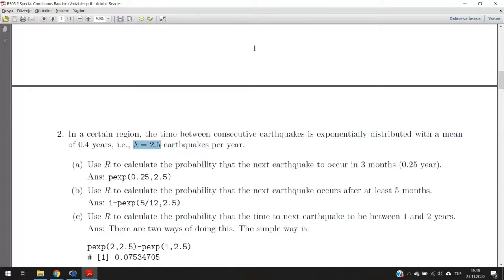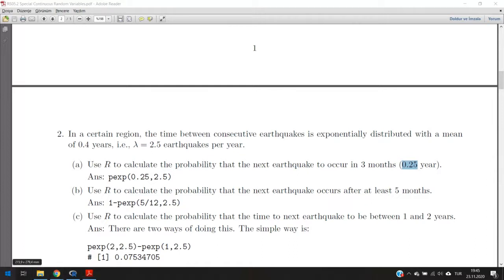Let's calculate the probability that the next earthquake occurs in 3 months. Okay, so what is the probability that the next earthquake will occur in 3 months? Now you see, we have defined this random variable with a yearly rate parameter. Therefore, we need to convert the question into yearly units. So how many years does 3 months make? It is 0.25 years. So the question is asking this.